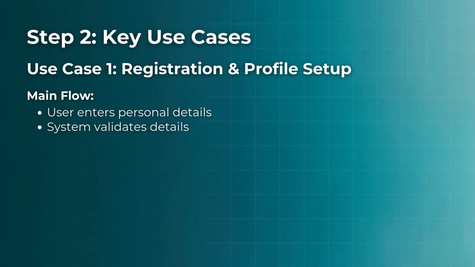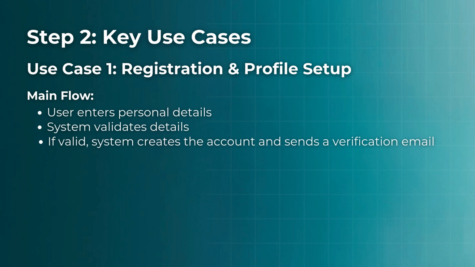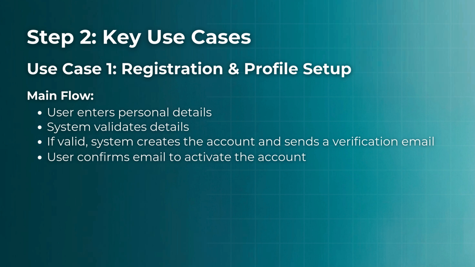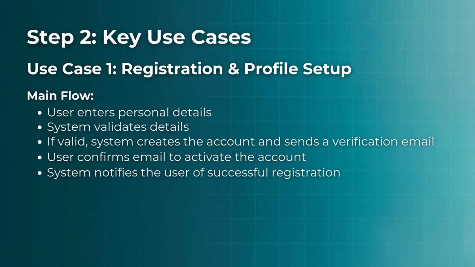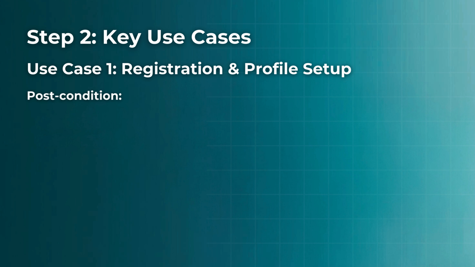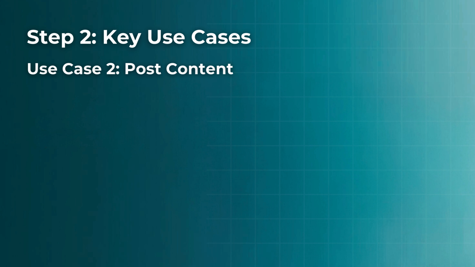Then, the system validates the details, checking for duplicates and errors. If everything checks out, the system creates an account and sends a verification email. And when the user activates their account by clicking on the link, the system confirms activation and notifies the user of their successful registration. By the end of this process, the user has a personalized profile, ready to dive into the platform.